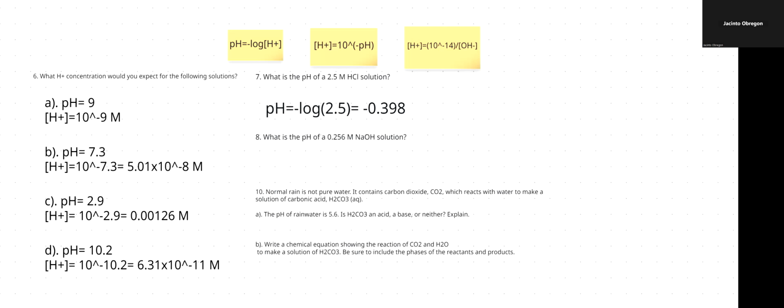Number 8. What is the pH of a 0.256 molar sodium hydroxide solution? This time, however, we are given a sodium hydroxide. I know that this is a base. How can I know this is a base? I can tell this is a base because of the OH. That OH makes all the difference. So we need to do that step of solving for H plus first.